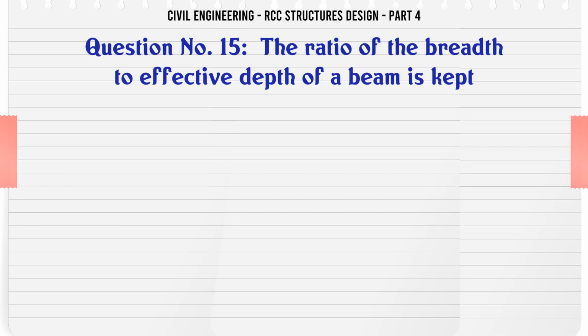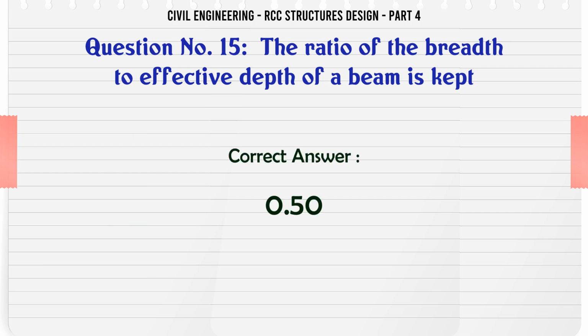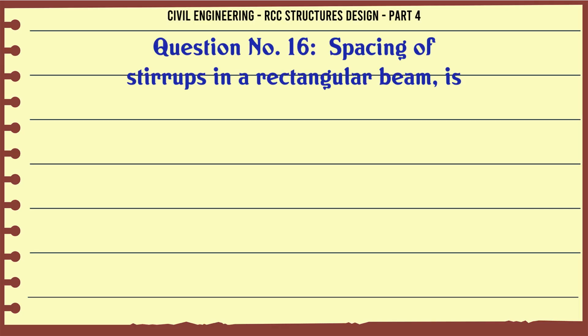The ratio of the breadth to effective depth of a beam is kept: A. 0.25, B. 0.50, C. 0.70, D. 0.75. The correct answer is 0.50.